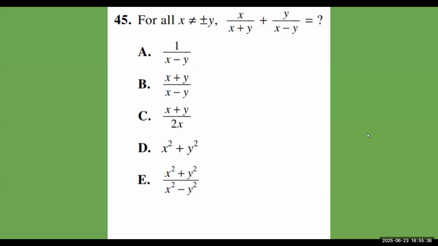For all x cannot equal positive or negative y, x over x plus y over x minus y equals what? Okay, so a lot of students get held up based off of this right here. This is just saying x and y cannot equal each other. x and negative y cannot equal each other, because if that were true, then that would make this denominator equal 0. And you can never, ever, ever have 0 on the denominator.